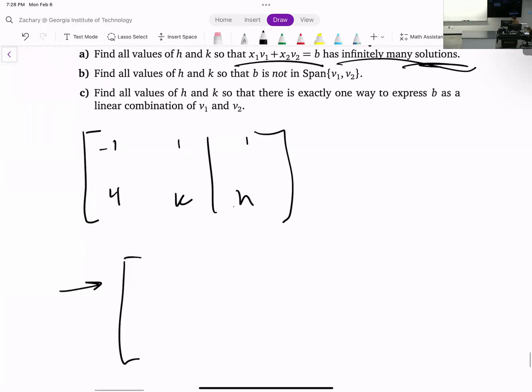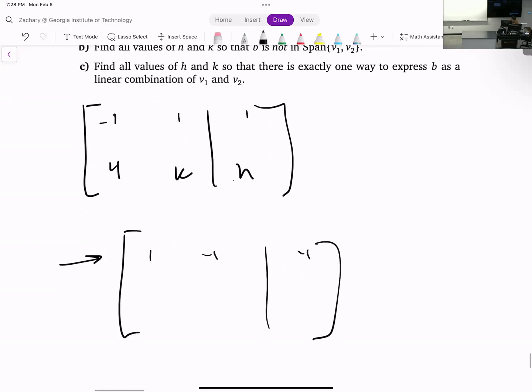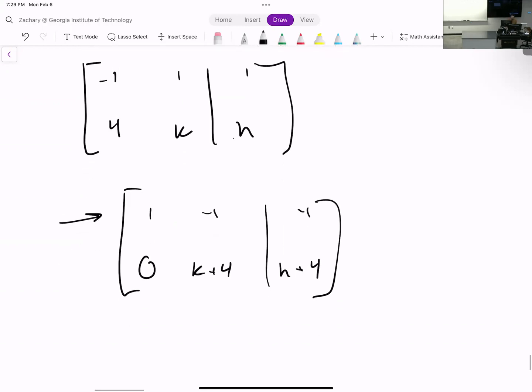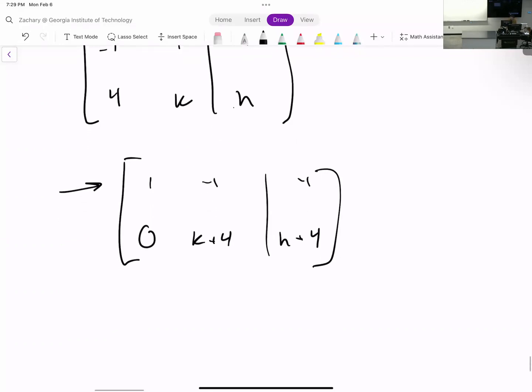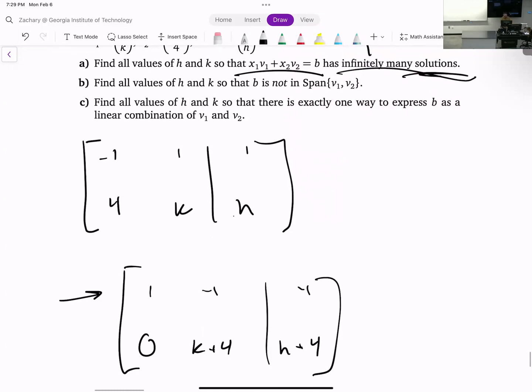We're going to get 1, -1, -1. Those numbers aren't really important, but 0, K plus 4, H plus 4, okay? And if I make an arithmetic mistake, please let me know. It happens. So we're here. So we're looking for something that has a free variable and is consistent, okay?